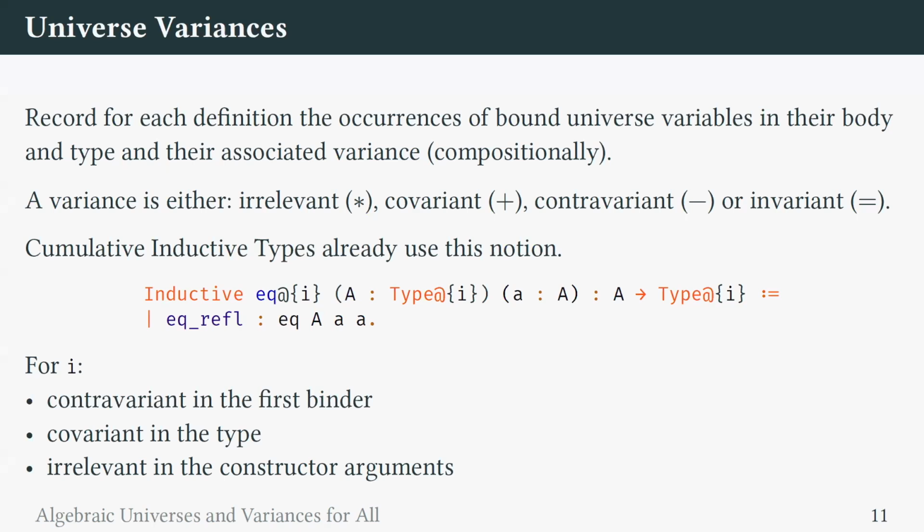Here I'm showing you the polymorphic definition of equality, which binds a single universe i as a first binder for the carrier of the equality, which mentions i, and mentions i again in the conclusion. Here, our notion of variance is that it is contravariant: it appears contravariantly in the first binder, we went to the left of an arrow. It's covariant in the conclusion of the inductive, but it does not appear in the constructor arguments, so we are going to say it's irrelevant there.